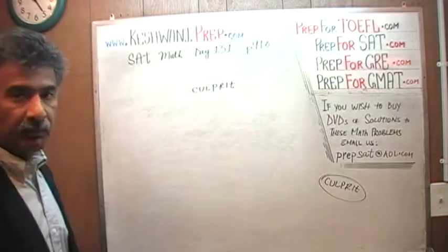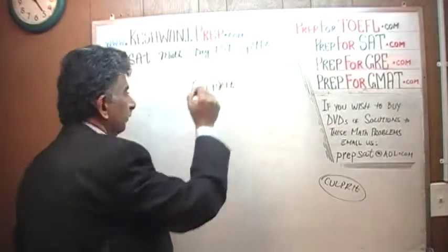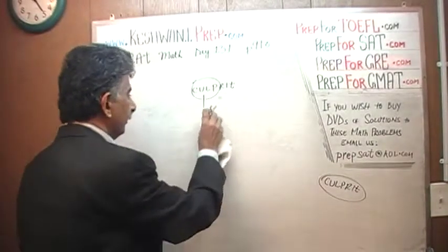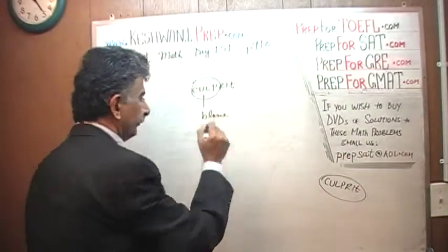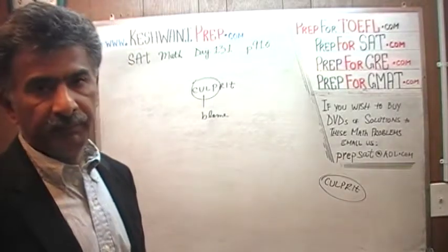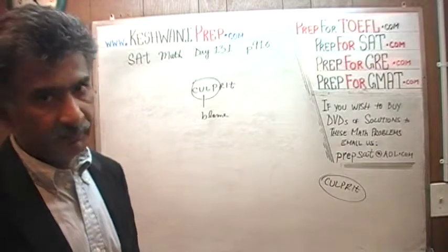Culprit is made up of the prefix cul, which means blame. So culprit literally means someone who is worthy of blame, somebody who is to be blamed, hence the bad guy.